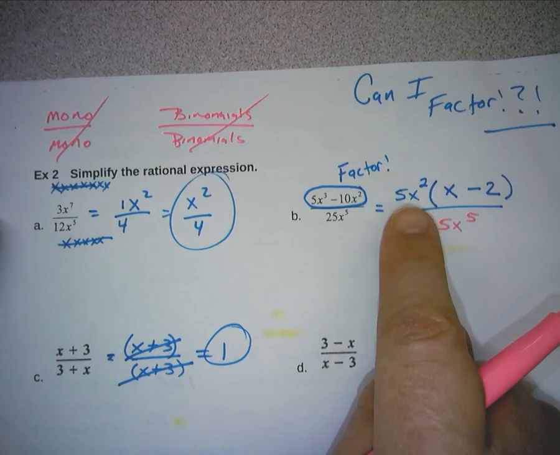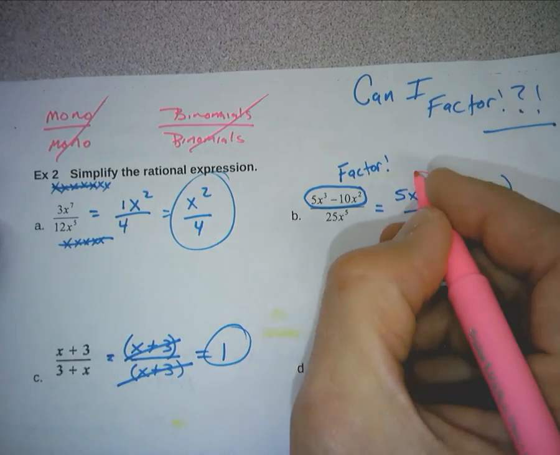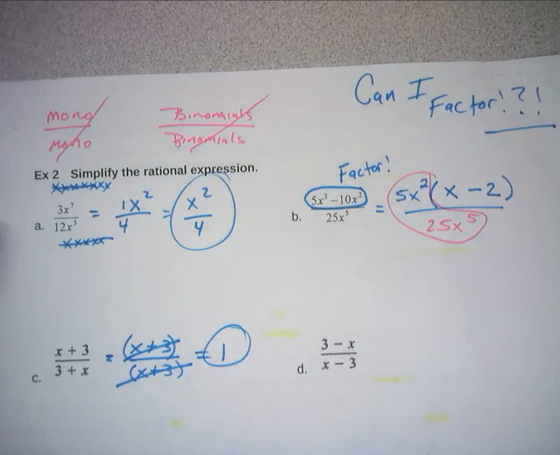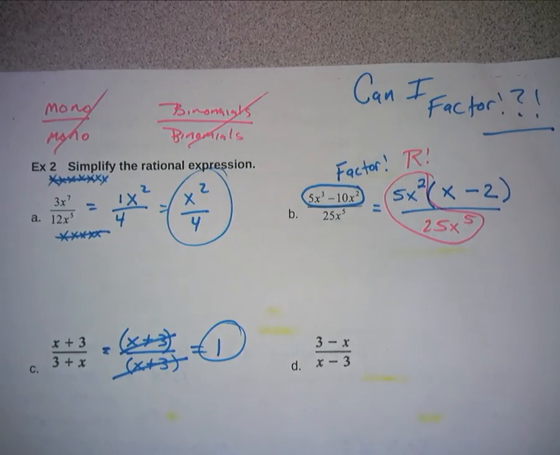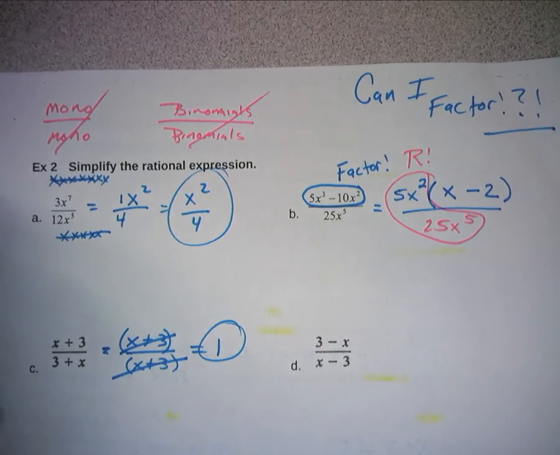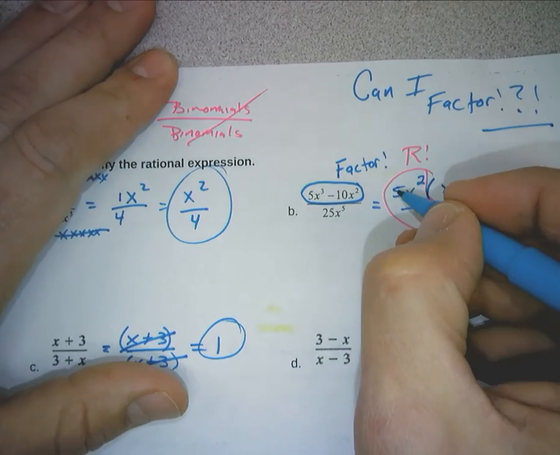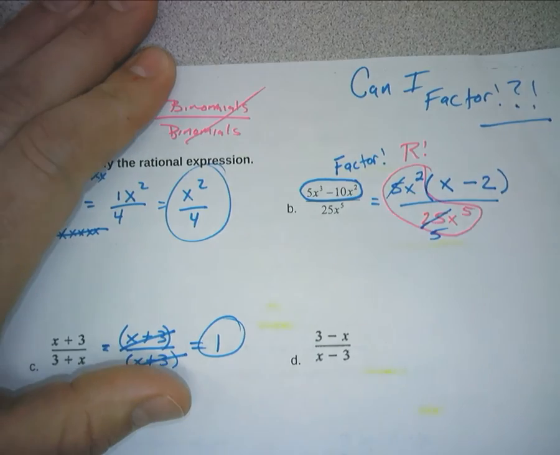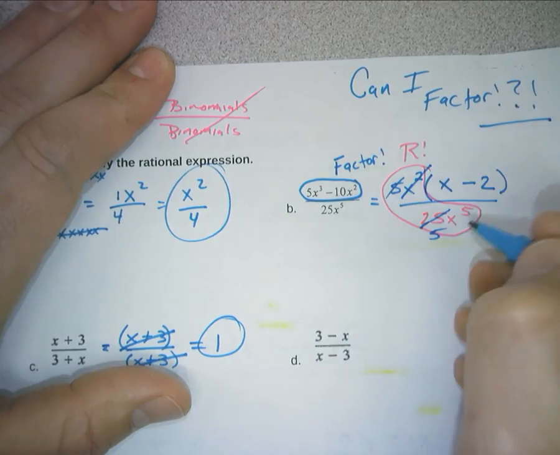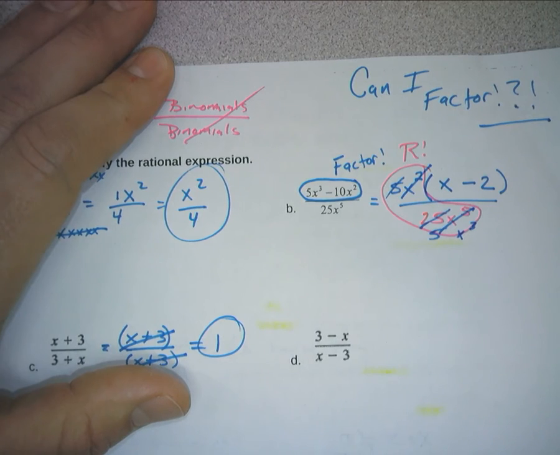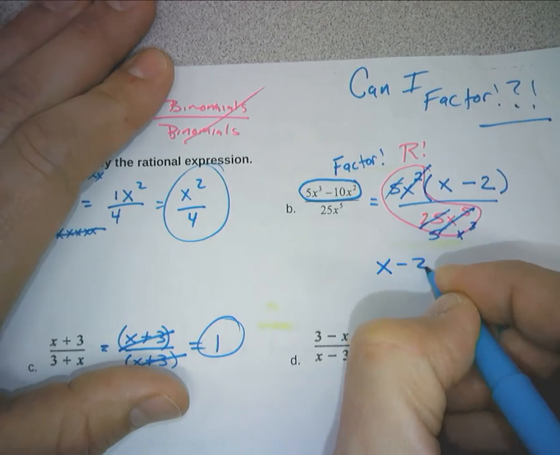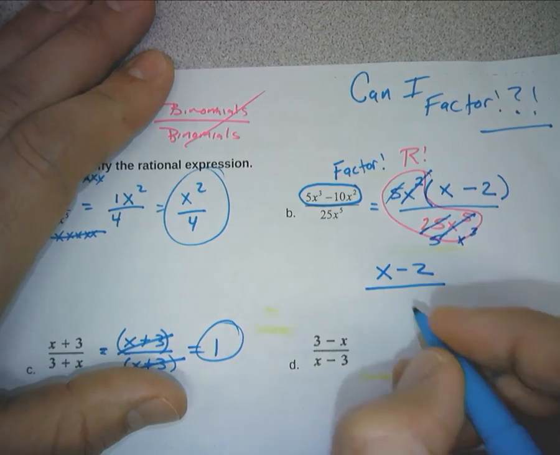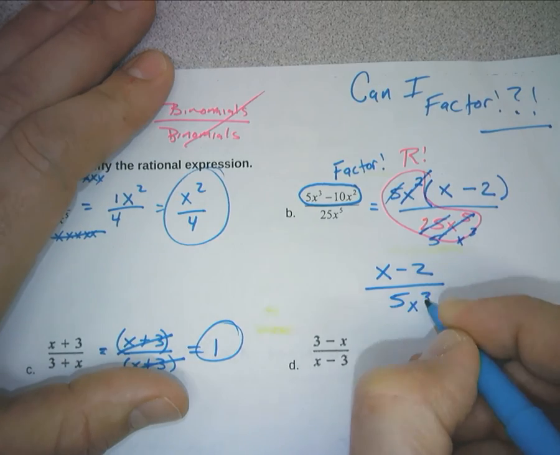Okay. Well, now this is a monomial. These guys are monomials. These guys can be reduced. So R for you pirates out there. We can reduce this thing. Okay. So the 5 and the 25 reduce. The x squared and x to the fifth reduce. That leaves me with x cubed on the bottom for the x's. So the whole top completely reduces except for the x minus 2. And on the bottom, I'm left with 5x to the third.